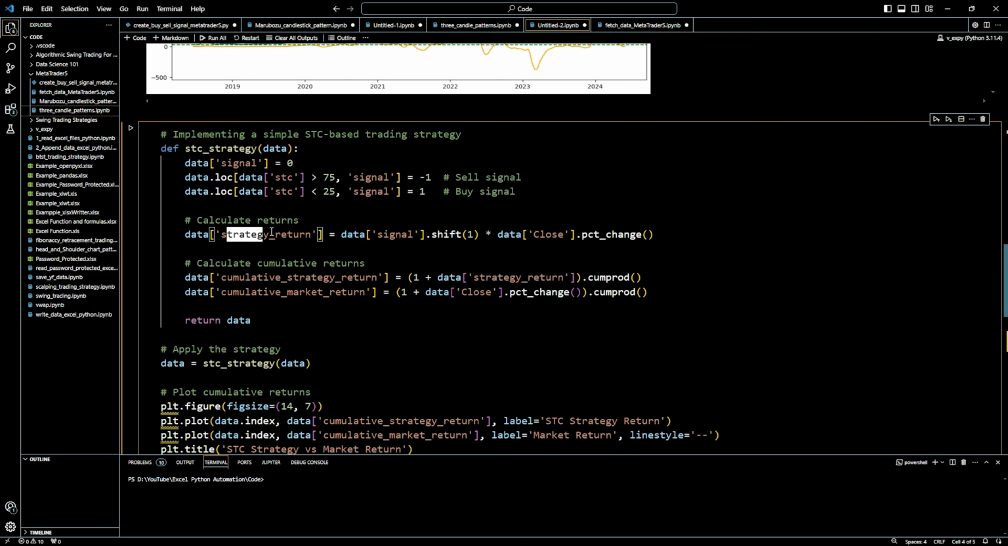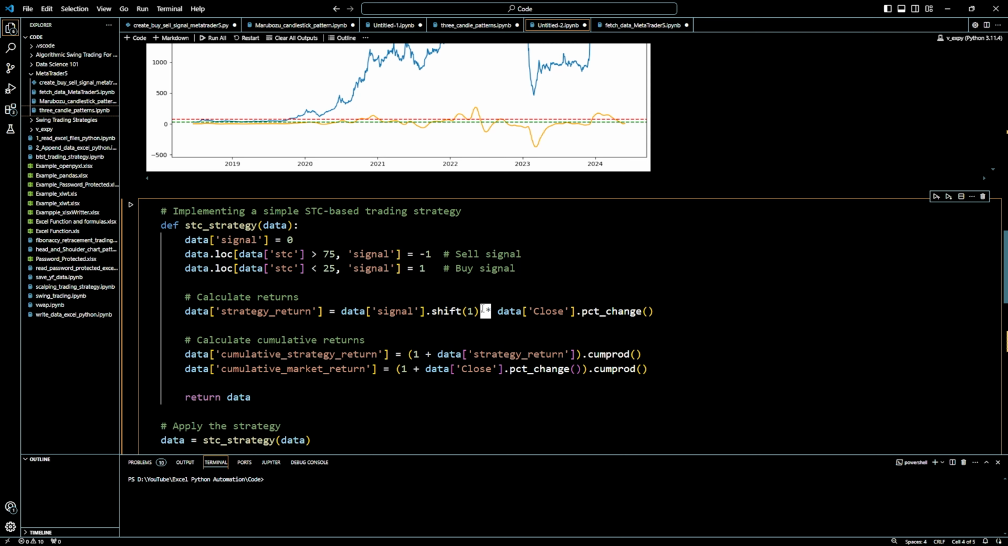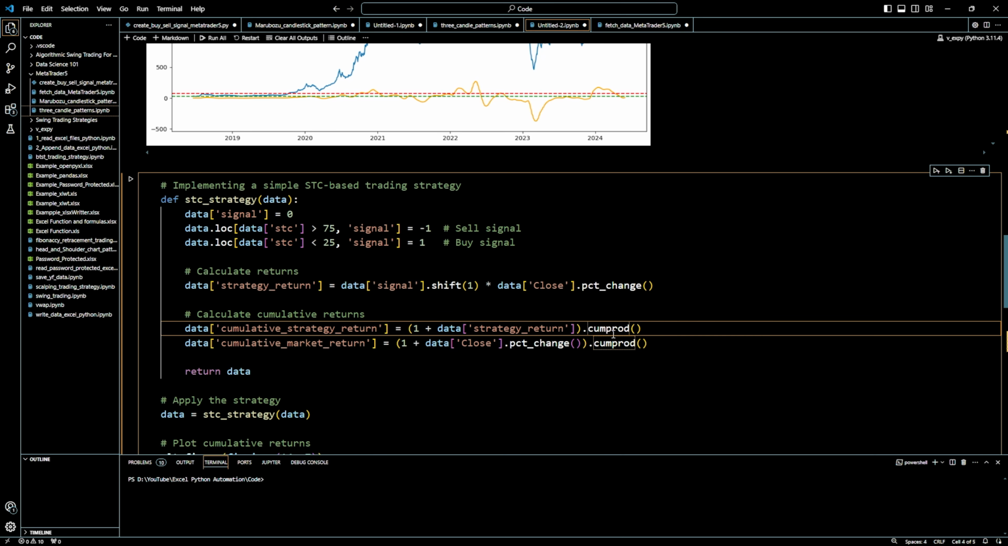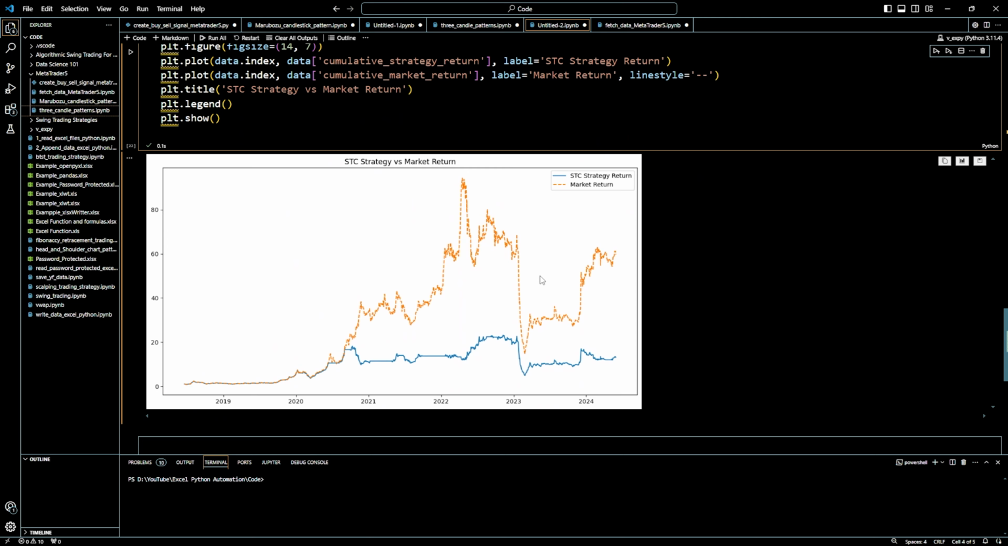Now to create the strategy return, we take the data signal, from current to previous, multiplied by the close percentage change. So basically we are calculating the return from the previous day to the current day's close. That's how we create the return. I mean, we are calculating the difference of the close and then converting it to a percentage. And then we are creating the cumulative strategy return and the cumulative market return. So basically we are accumulating the product data, and then once we create it, we are calling this function. So this is how the chart will look.